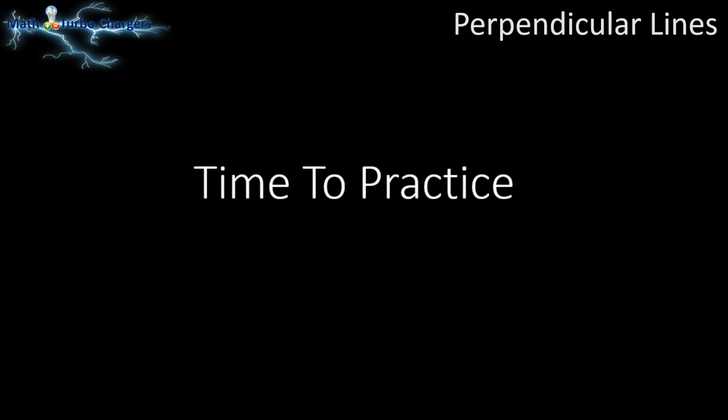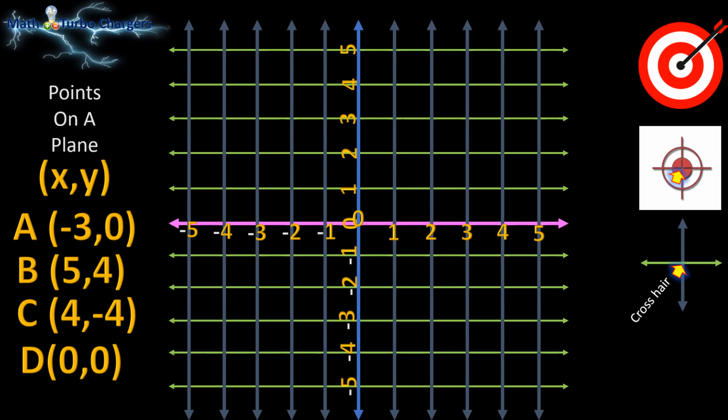Time to practice. Okay, how did you do? Point A, B, C, D. Point D is also called your origin. Don't forget that. Quick review.